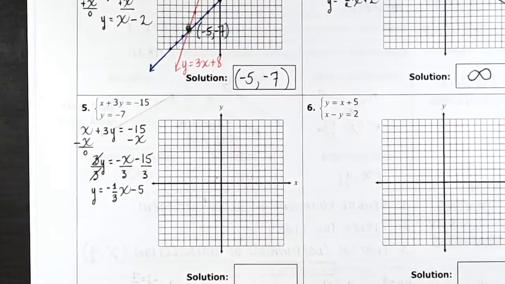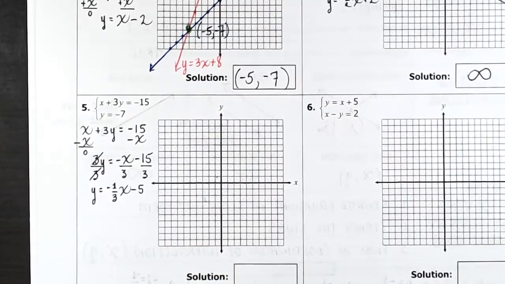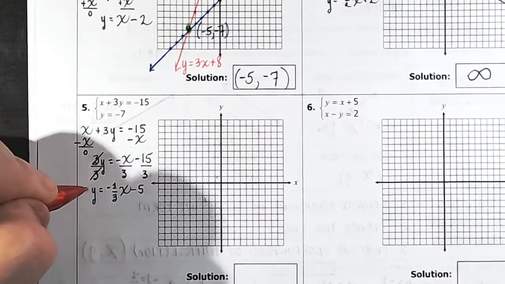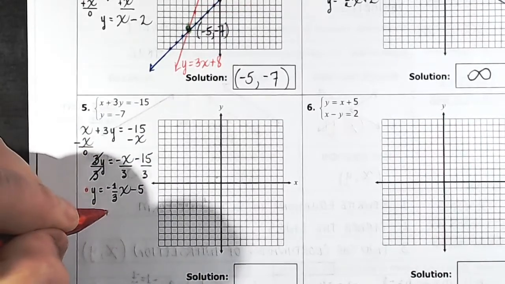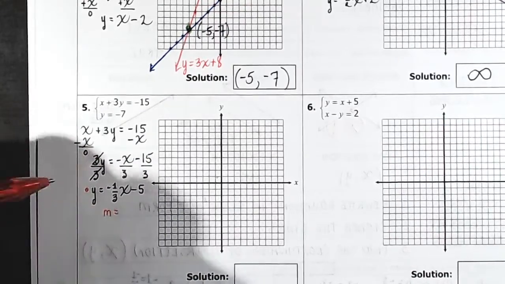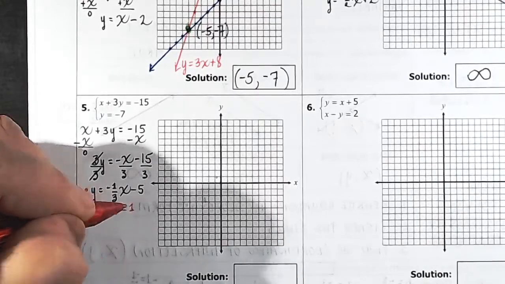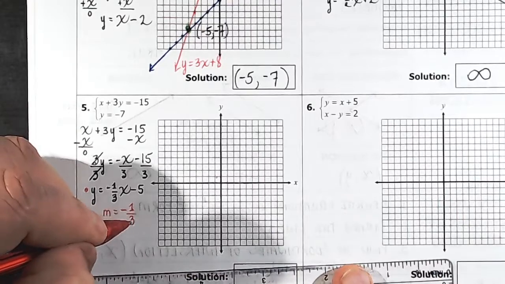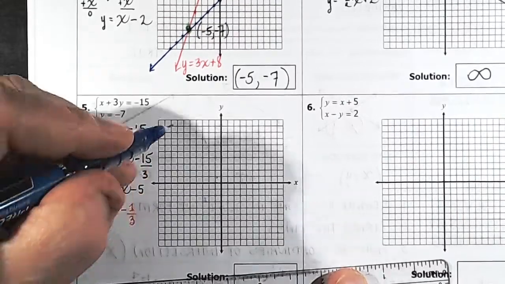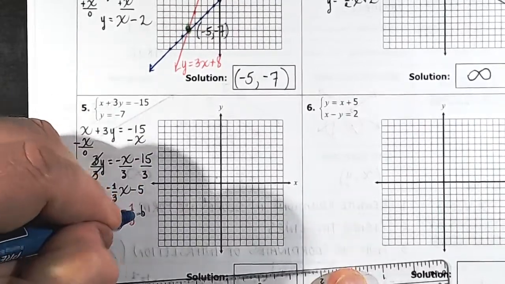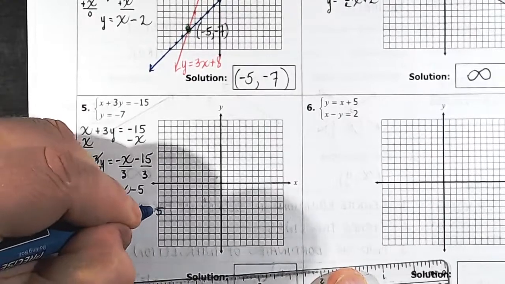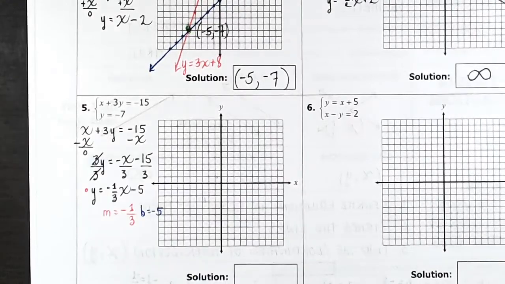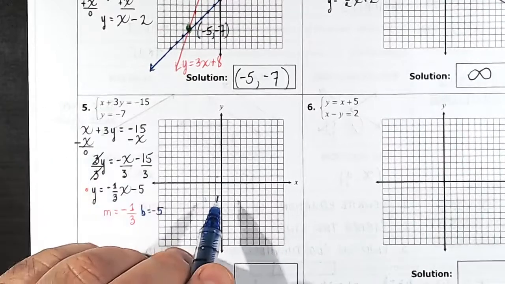Okay? So here's the thing. When we graph these lines, we can do the first one just like we have everything else. We have a slope m equal to negative 1/3. That means we fall 1 and run 3. And we have a y-intercept at negative 5. B equals negative 5. Okay, so we'll start here at negative 5 on the y-axis.